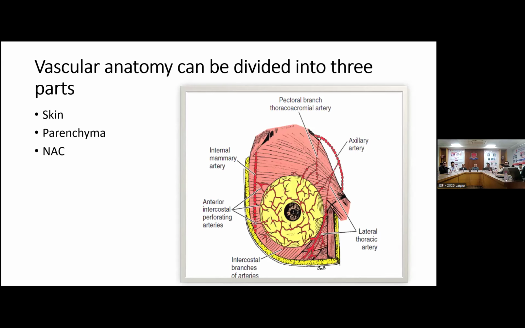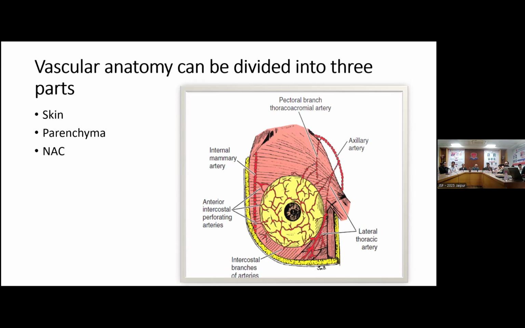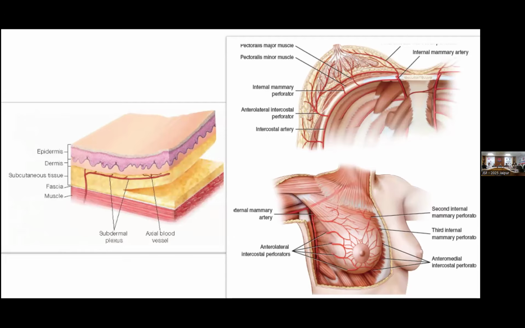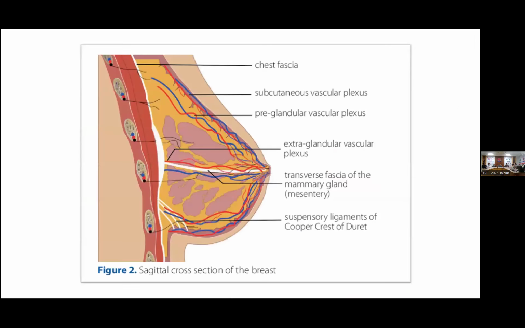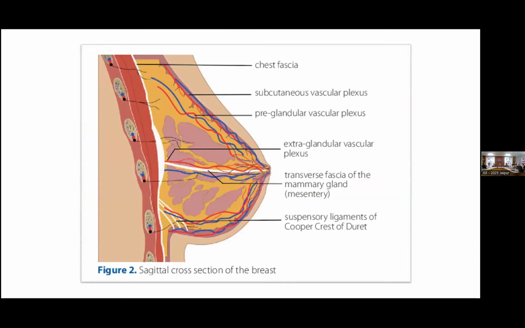So the vascular anatomy can be divided into 3 parts: the skin, the parenchyma, and the NAC. All these branches form a network of plexus in the subdermal area and in the parenchyma, which supplies all these 3 structures. As we are going into the mastectomy plane for doing the MRM, the subdermal plexus just below the dermis helps us to preserve the overlying skin. Then we have parenchymal branches which supply the breast parenchyma. As we can see, the plane of dissection is clearly depicted in the first picture.